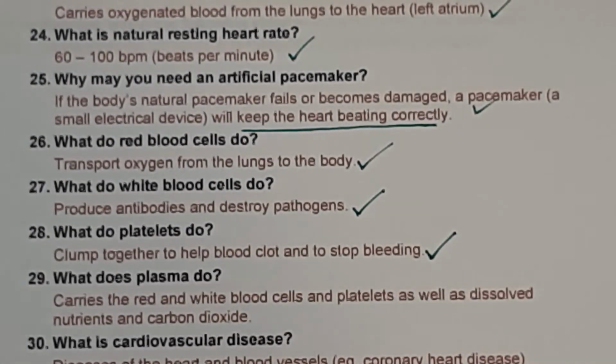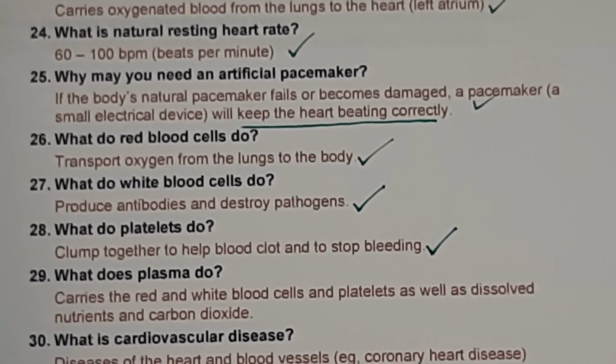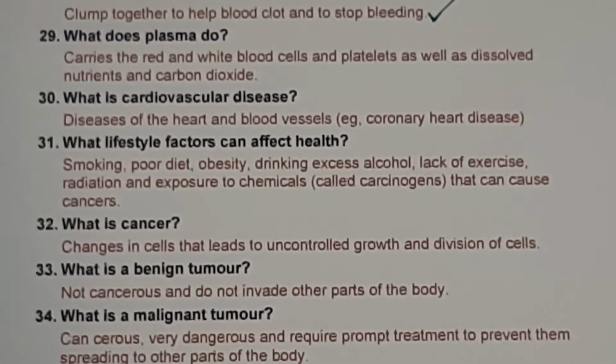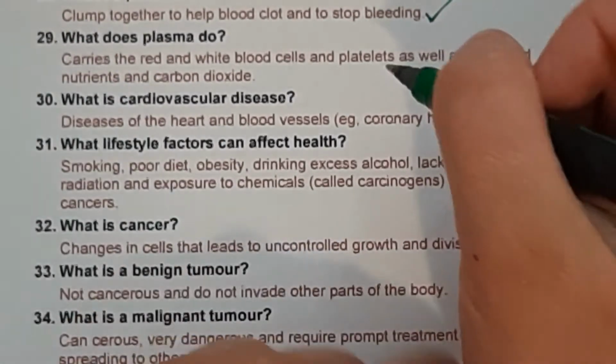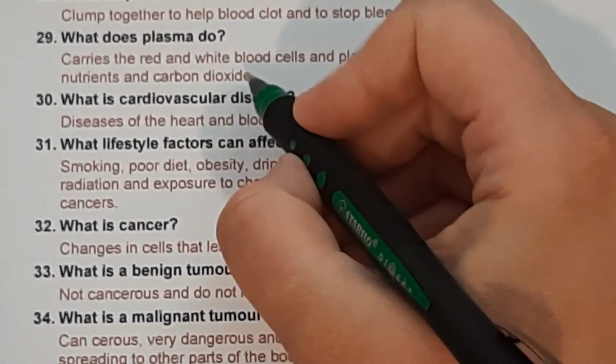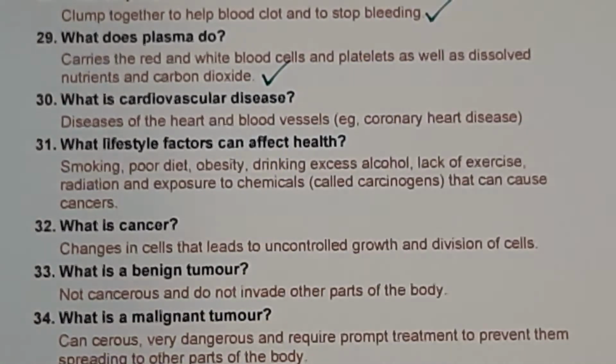What does plasma do? Well, plasma carries the red and white blood cells and platelets, as well as dissolved nutrients and carbon dioxide. So the plasma is a liquid and it carries all of this in it. So you need to have all of this. It's quite a long answer. Please make sure you write out if you haven't got all of that.